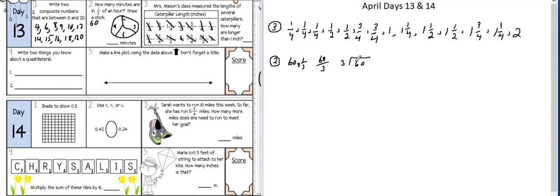How many times does 3 go into 6? 2, subtract. 0, checks out, bring down 20. So it would be 20 minutes.